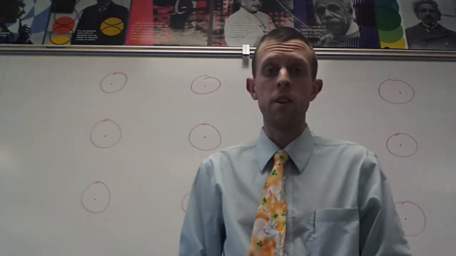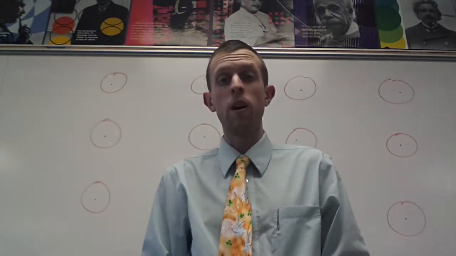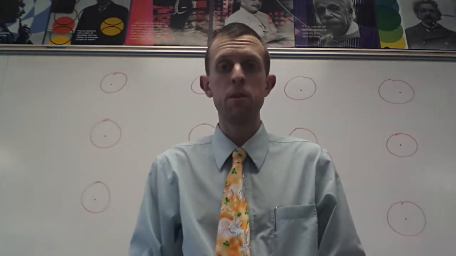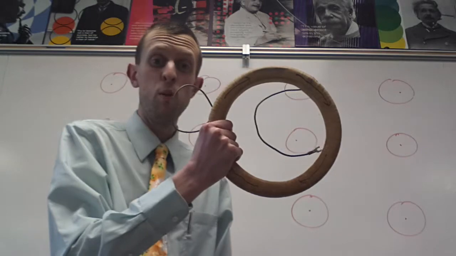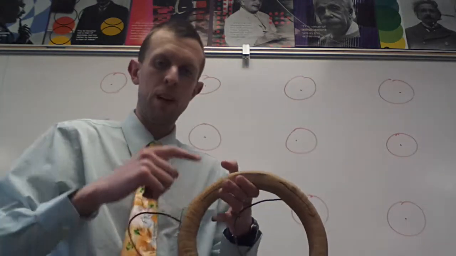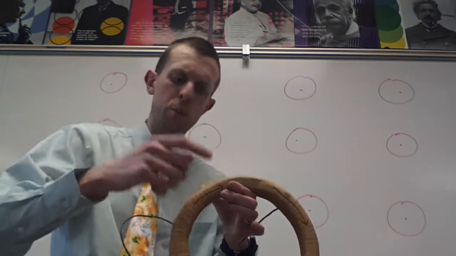We've looked at the effects of a magnetic field on a current-carrying wire that's straight, but what if we have a little more complicated shape here? What if we have, say, a loop of wire instead? Now, I think this one is actually a little bit more complicated. I think the loop is wrapped around the ring here.